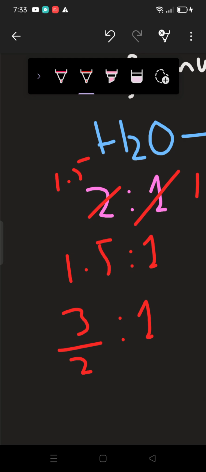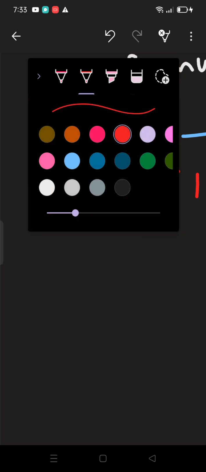This isn't a simplest ratio, right? You are going to the fraction form. This isn't a simplest form. So there would not be basically any empirical formula for the H2O molecule. So H2O would remain the same as it is, right? It is going to remain the same as it is, H2O.